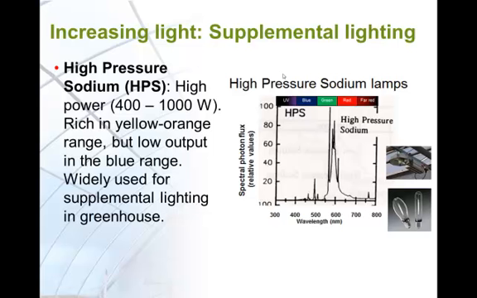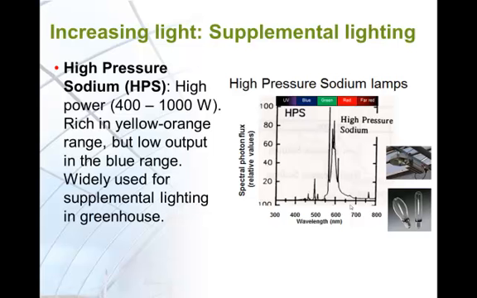High pressure sodium is one of the widely used light sources in the greenhouse. It has a very unique spectral signature. So again, 400 to 700 is the PAR range. And you can see the high pressure sodium lamp is emitting a lot of yellow-orange radiation, and not much in blue, not much in the dark red range.